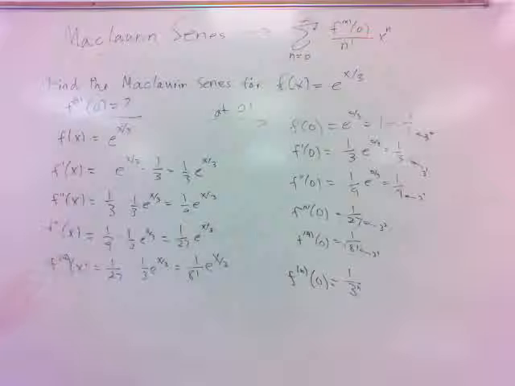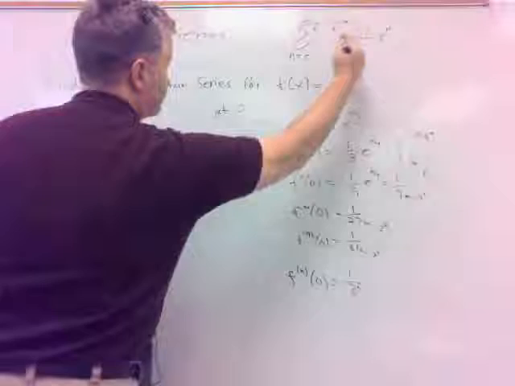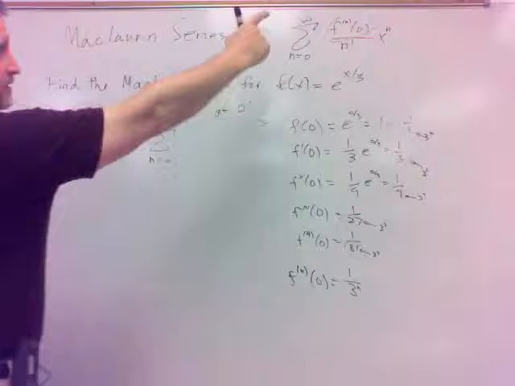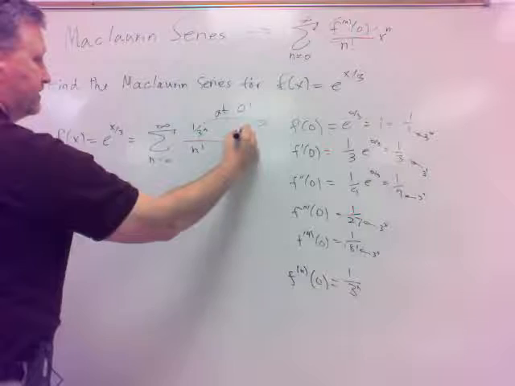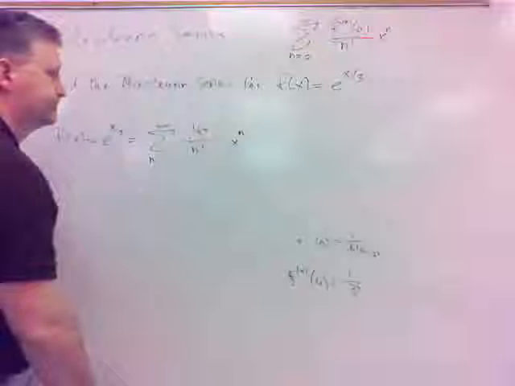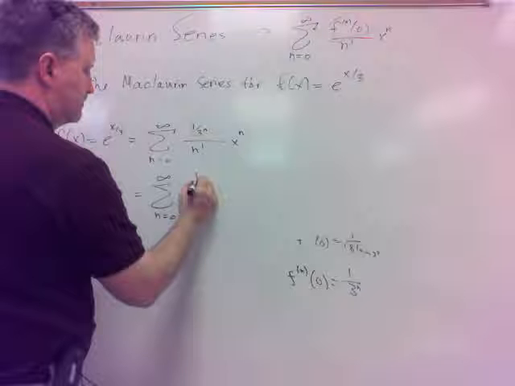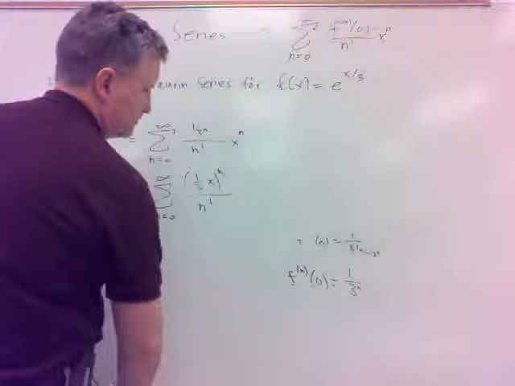So what does that mean for my Maclaurin series? The Maclaurin series would be, plug that in right here. So my f of x, e to the x over 3, would be equal to the series, n equals 0 to infinity, of the nth derivative at 0, which is 1 over 3 to the n, over n factorial, times x to the n. Can I clean that up some? We could say 1/3 x to the n. Okay, I see what you're saying. We could write it this way, couldn't we?